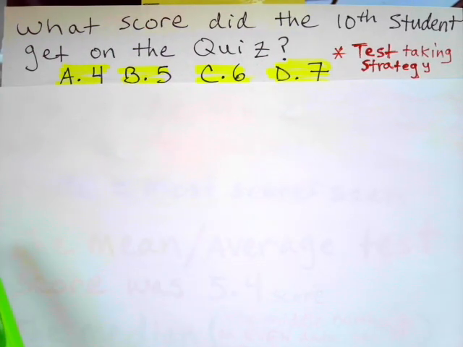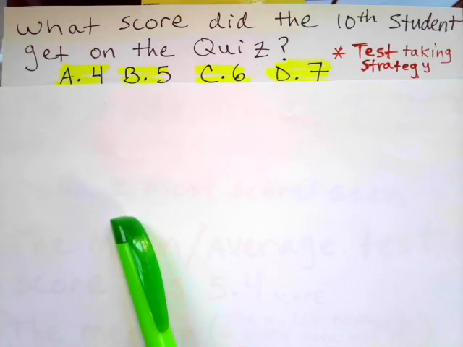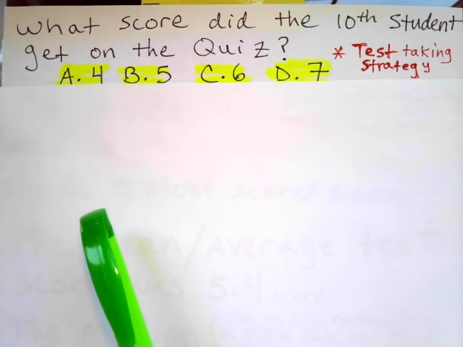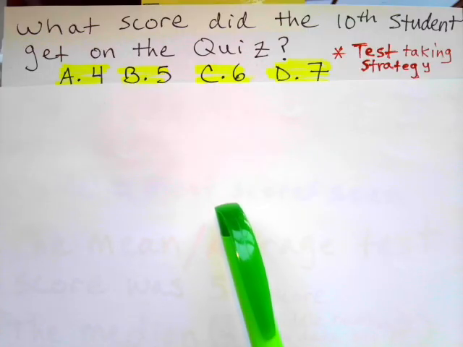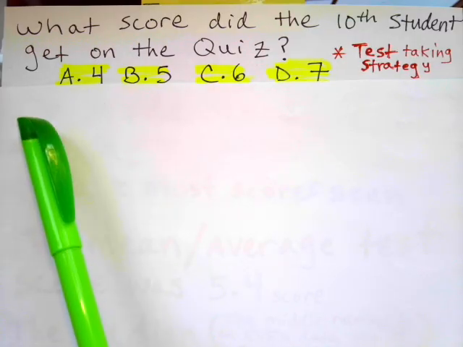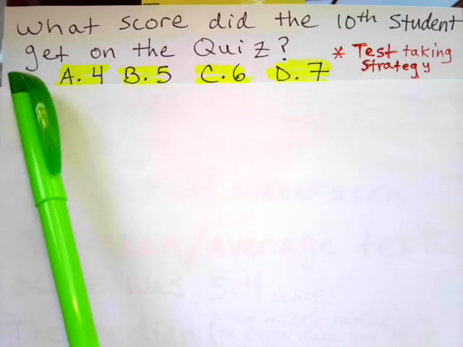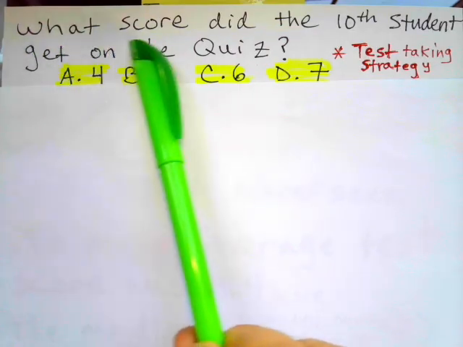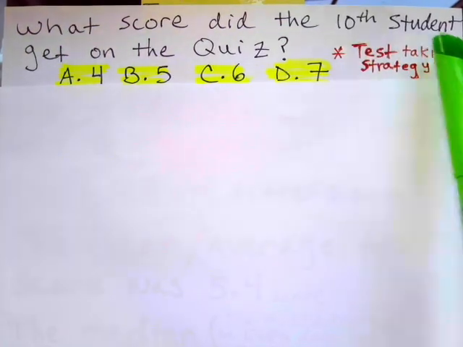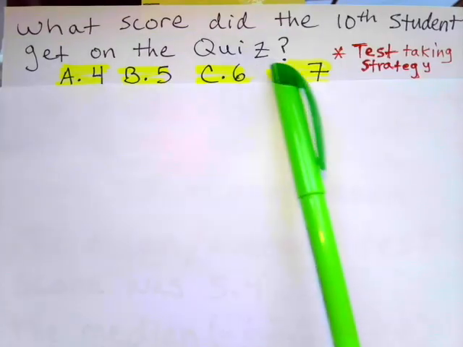So I want to go over that second question. We answered the first question, finding the average or the mean, which was 5.4. And this part 3 video, let's just jump right into it. What score did the 10th student get on the quiz?